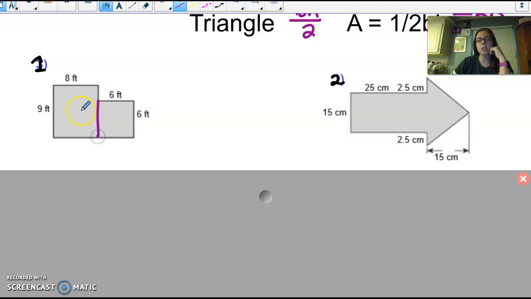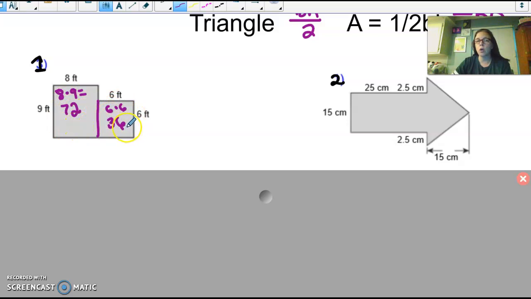Now, I'm a math teacher, so I could see right away that if I did it this way, we wouldn't have to do any other calculating. Okay, so this would be 8. This is just a rectangle, so it's a parallelogram. 8 times 9, which is 72. And then this right here is 6 times 6, which is 36.